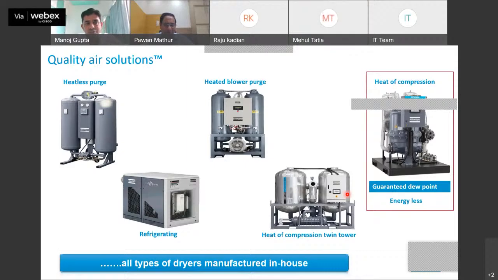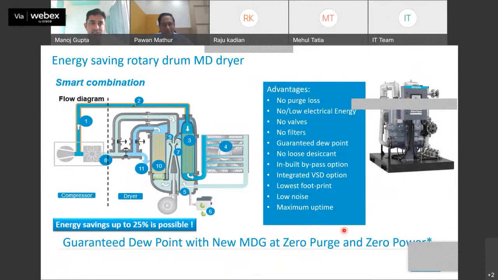Okay. For quality air solutions, we have all types of dryers available in-house, like heatless dryer, blower reactor dryer, refrigerant dryer, HOC dryer. For energy saving in the rotating dryer, we have the HOC dryer available with zero loss. There's no electrical consumption, no valve, no fitting, no loose desiccant. And the new innovation is a guaranteed dew point with the new MDG dryer at zero power, zero pressure loss and zero power condition. The dew point is -40 pressure dew point guaranteed.